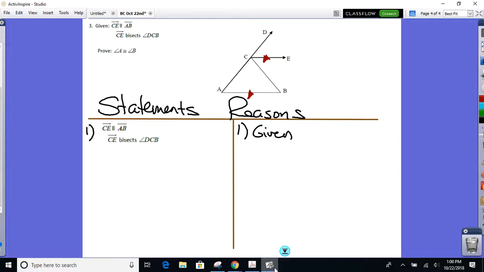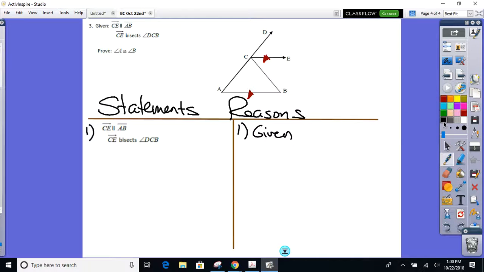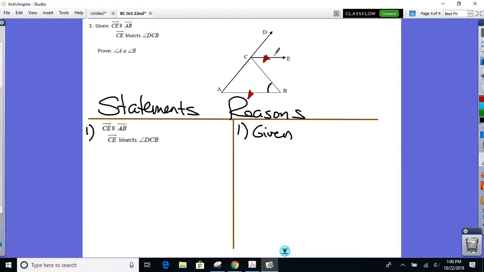9, you're up. Say that again. B and ECB. I like it. That's a good pair right there. Angle B congruent to ECB. They both share CB as their transversal, and they're formed by CE and AB.